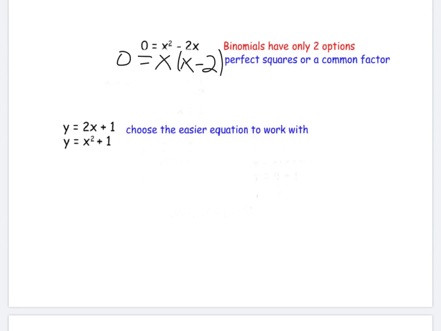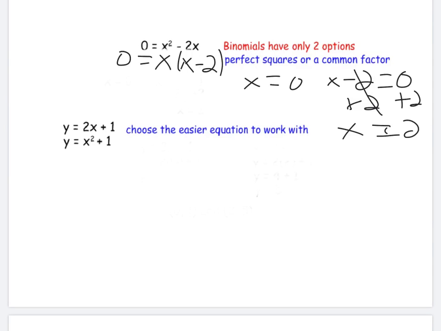So I then have to take each one of my factors and set it equal to 0. So I have either x being equal to 0 or x minus 2 being equal to 0. x equals 0 is already solved for x, so to solve the other one, x minus 2 equals 0, I would have to add 2 to both sides. Minus 2 plus 2 makes 0, they cancel each other out, I'm left with x, and then 0 plus 2 is 2. So x is either 0 or x is 2.